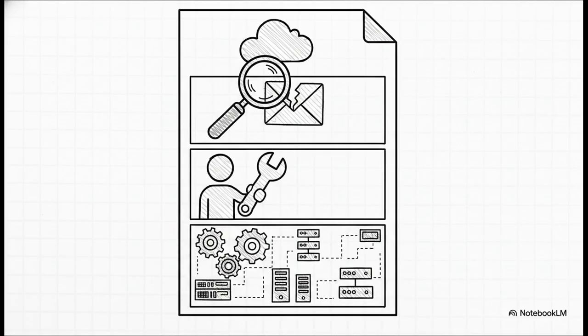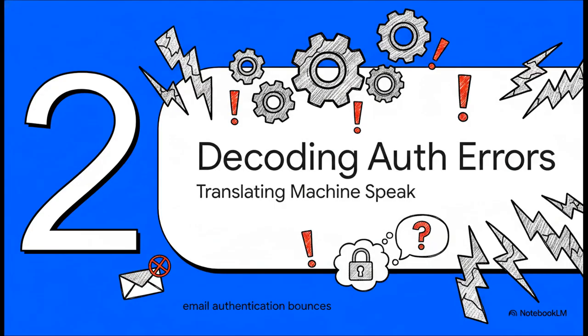But the real gold mine? That's way down at the bottom in the More Info for Email Admin section. That's where we find the technical clues, the server hops, and the raw status codes we literally need to crack the case. Moving right along to Section 2, decoding authentication error codes, translating machine speak.